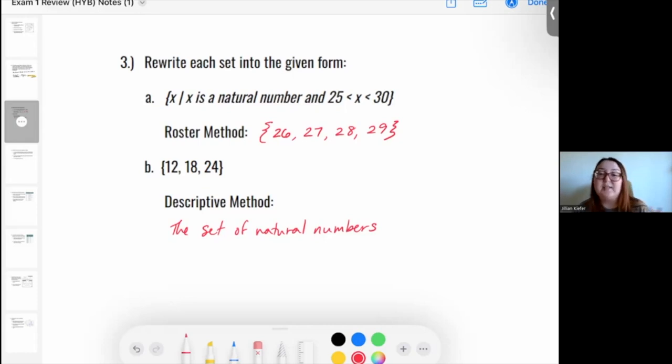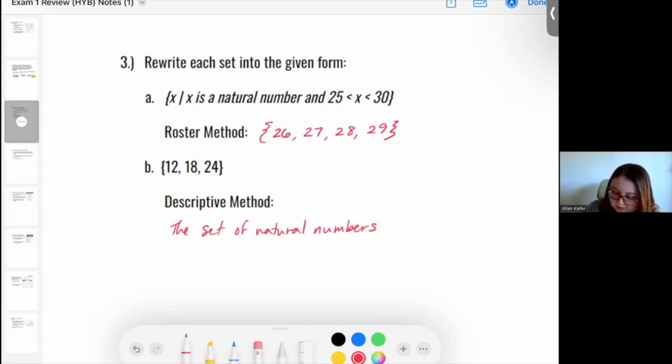So if I want to talk about the set of natural numbers between two values, I want to go less than 12 and more than 24. And I don't need to go crazy. I can just pick one less and one more. So let's do that. The set of natural numbers, we're going to say greater than 11 and less than 25. So greater than the lowest number minus 1 and less than the highest number plus 1.